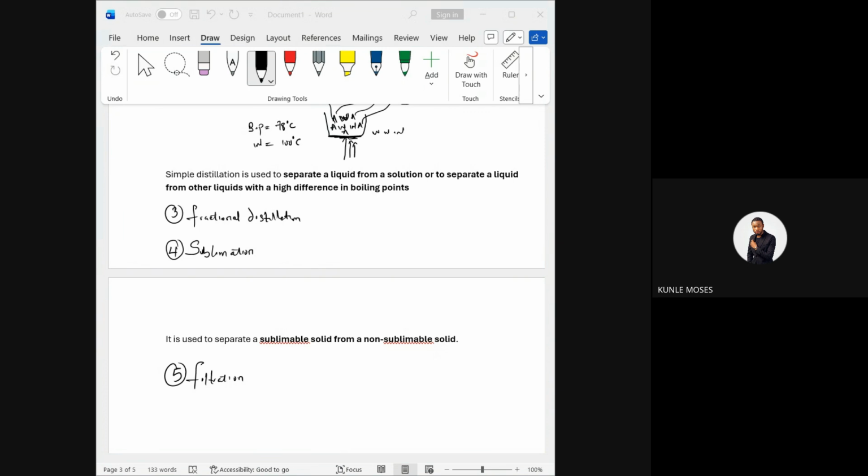In case they ask you, what is the principle in filtration? Please, I want you to be writing down this principle. You will see questions on it. The principle of filtration is difference in solubility or difference in particle size. So the solid will be trapped in the filter paper while the liquid will pass through.